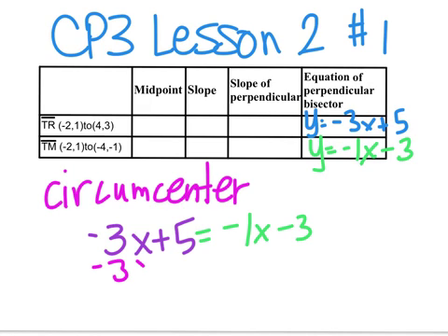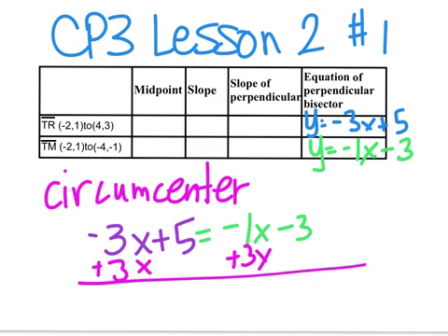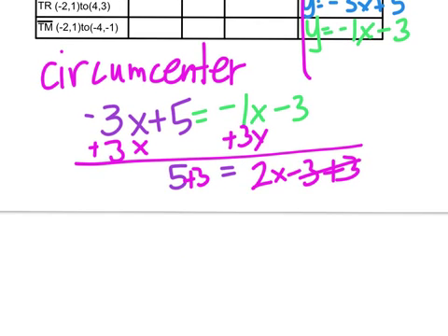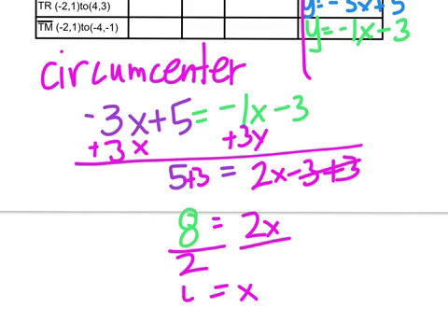Let's add 3x to both sides. That will leave us with 5 equals 2x minus 3. Now let's add 3 to both sides. That leaves me with 8 equal to 2x. Divide both sides by 2 and I end up with x equals 4.